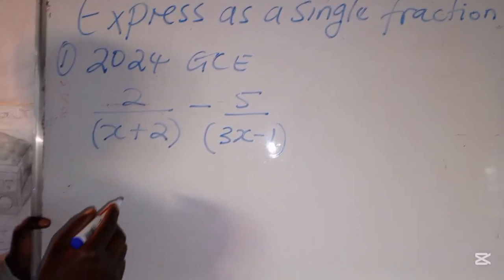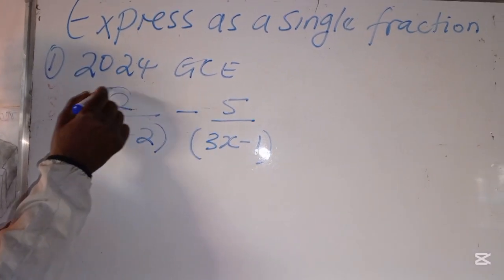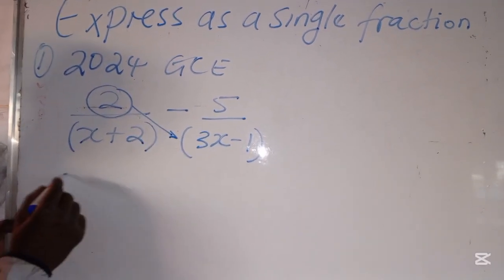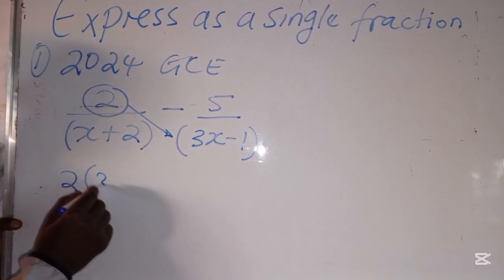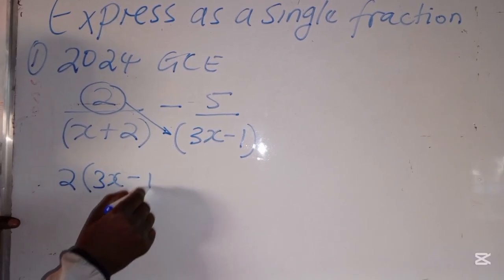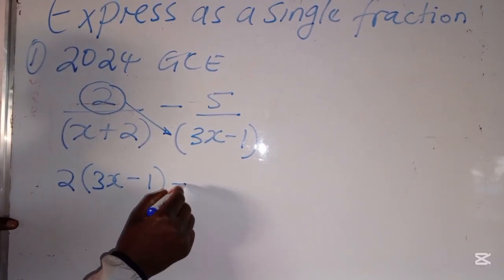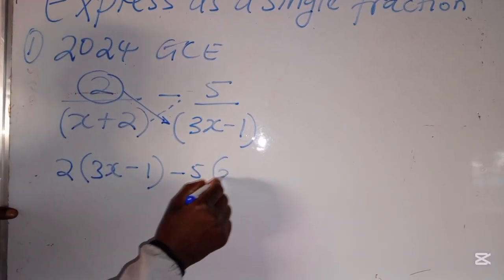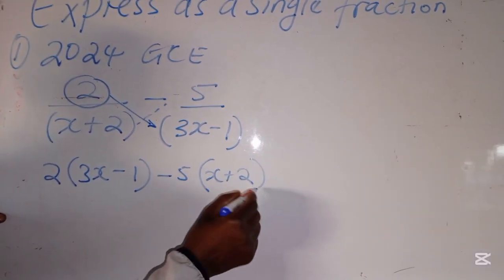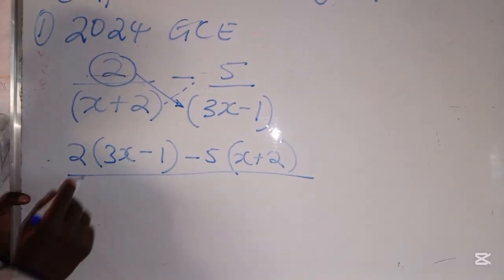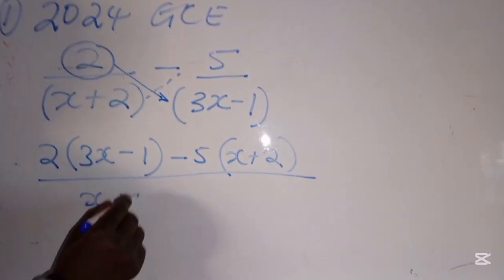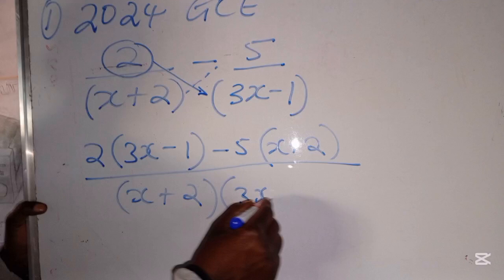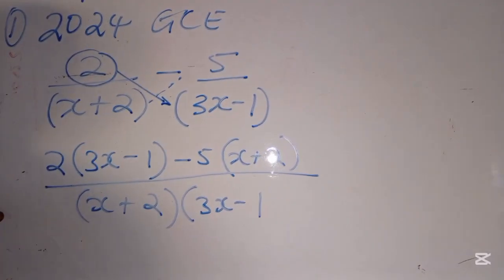After you introduce the brackets, you cross multiply. The one to your left should be multiplied with this one, and it should be the first one. You are going to have a situation like this, and this negative 5, you should also multiply with this one. It will be x plus 2. Remember, the brackets you have introduced should be maintained.